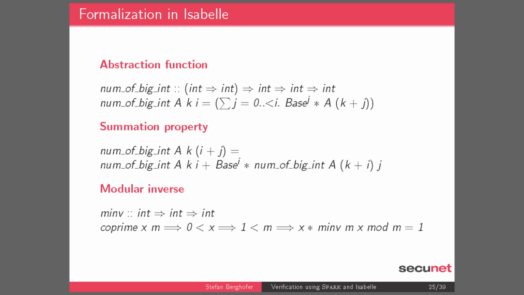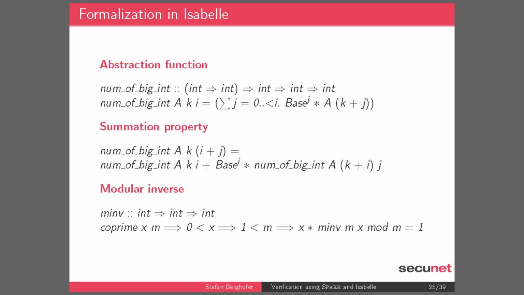The abstraction function looks quite similar to the definition I gave a few slides before. Then you need some properties of this abstraction function, like summation properties. If you have a big number which has length i plus j, you can split that up into the computation of the big number of length i and the big number of length j. And then you also need the property of the modular inverse.